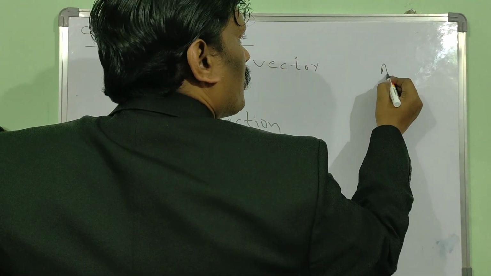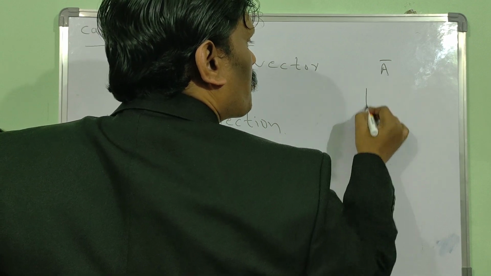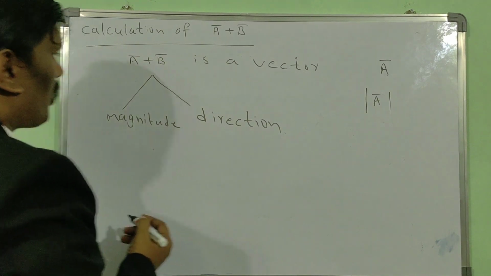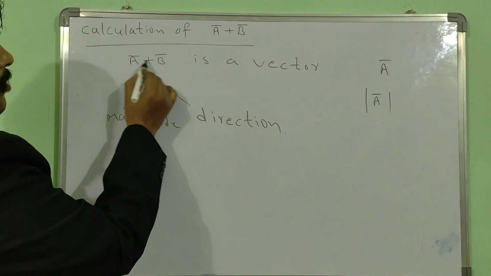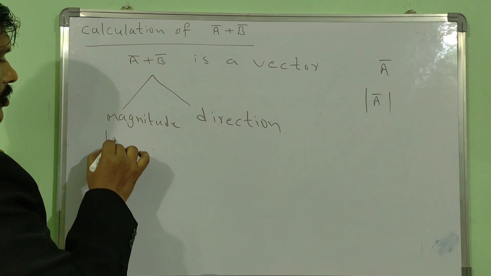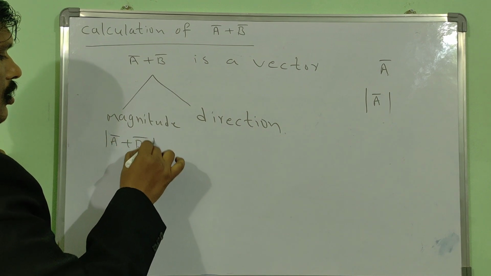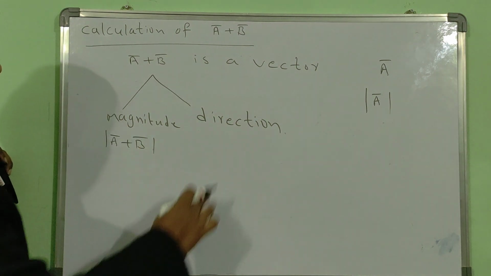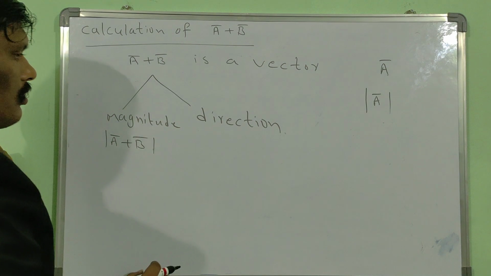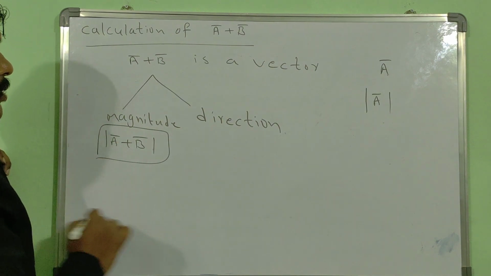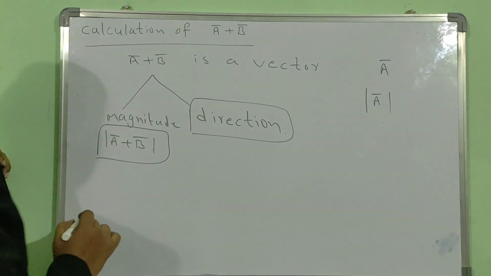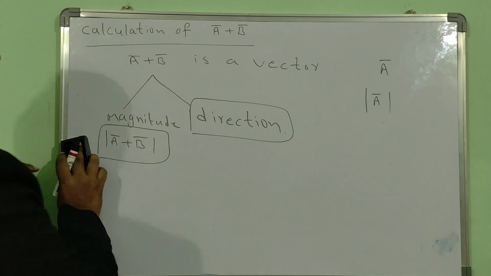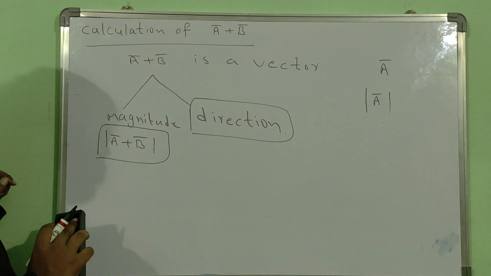We know that already. A bar is a vector. Its magnitude is nothing but the modulus of A bar. Similarly, for A bar plus B bar, how to calculate its magnitude? Modulus of A bar plus B bar, that we need to calculate. And next one, direction also we need to calculate. How to calculate mod A bar plus B bar? How to calculate direction? We will see. That is only the calculation of A bar plus B bar. First, we are going to calculate the magnitude of A bar plus B bar. We will see now.